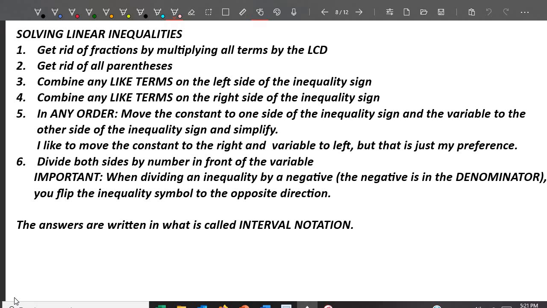Now, as far as solving the linear inequalities, it's the exact same steps, y'all. The only difference is right here. When you're dividing by a negative, you flip the inequality symbol to the opposite direction. Now, the negative is in the denominator, not the numerator. So if you're dividing and you've got a negative in your denominator, you have to flip the direction. Our answers are going to be written in interval notation. See the video on interval notation. But the steps are exactly the same as for solving equations.